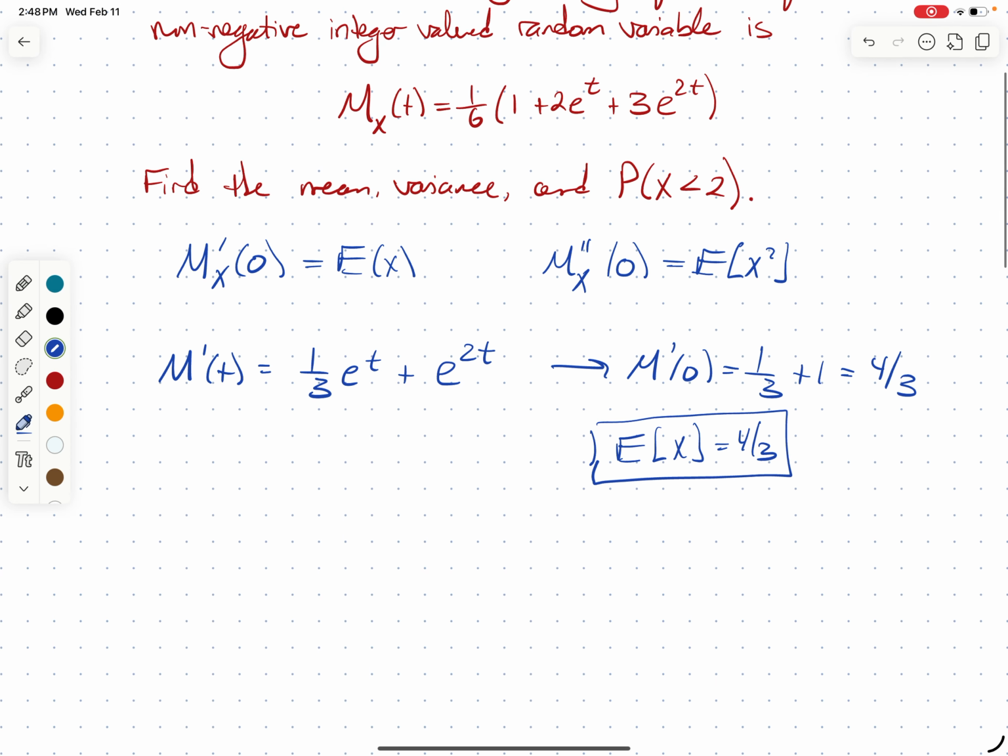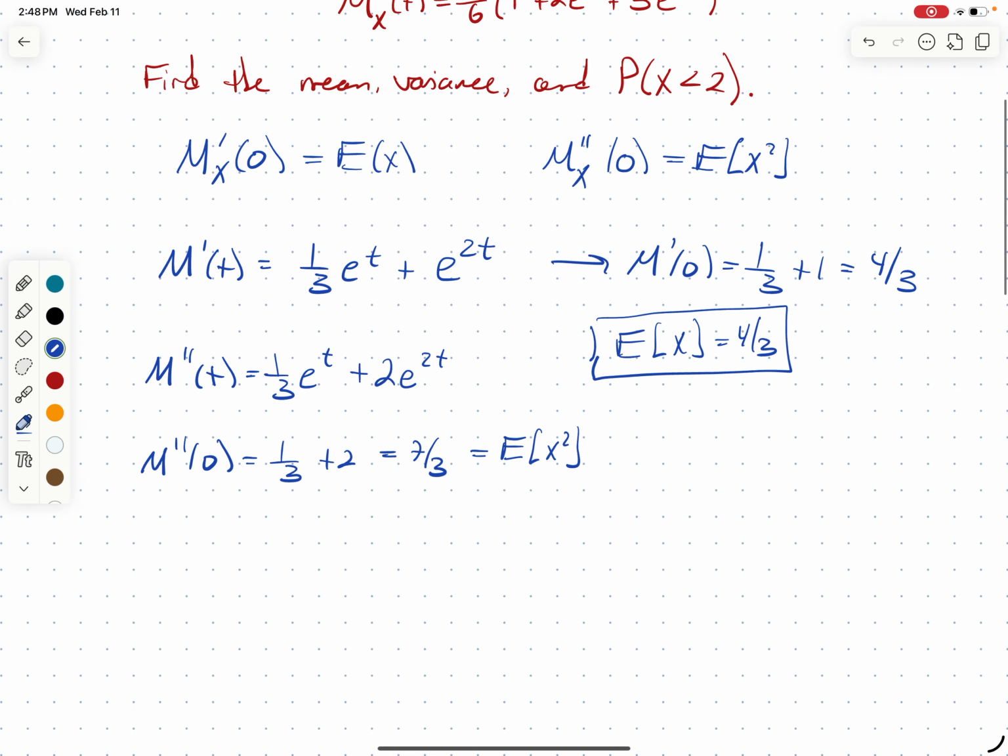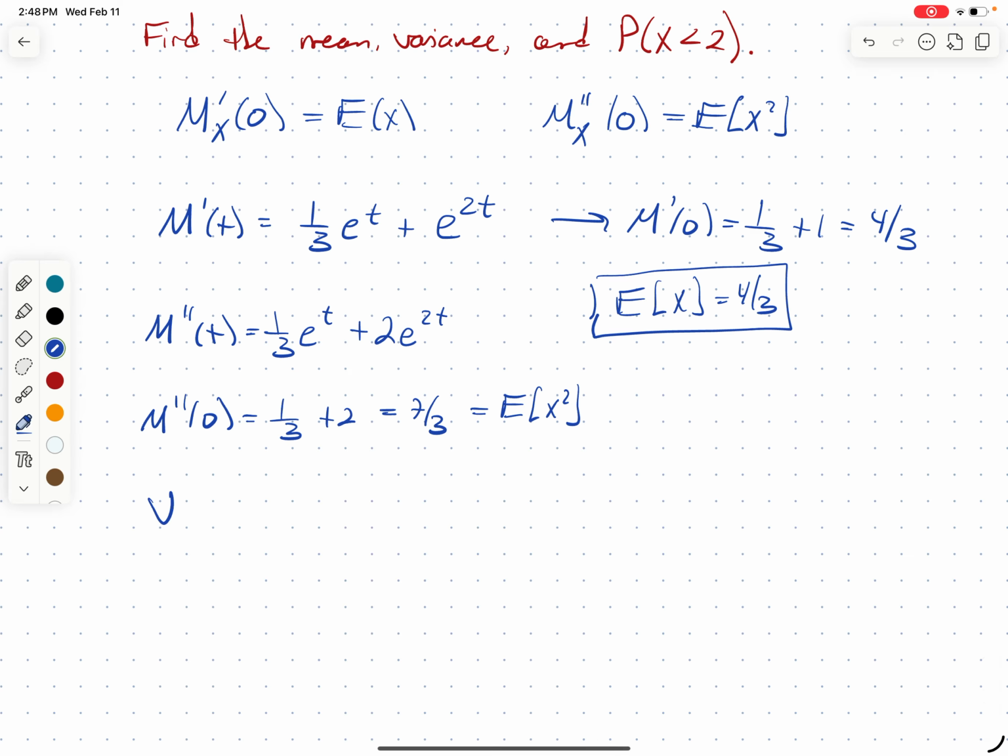And now when I want to go for the variance, of course I need the second derivative. And so I get a third e to the t plus 2 e to the 2t. I'm going to plug in 0, and I get a third plus 2, which is going to be 7/3. And that's the second moment. It's not the variance, it's the second moment, but I now know the variance that I'm after, the variance of x, is going to be the second moment minus the first moment squared, 7/3 minus 4/3 squared. And when you combine that, you should get 5/9. So we know the variance is 5/9.